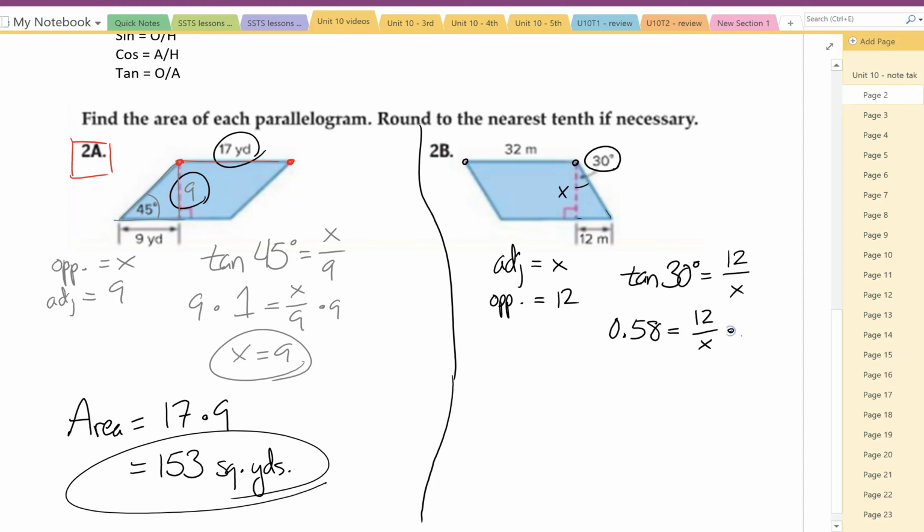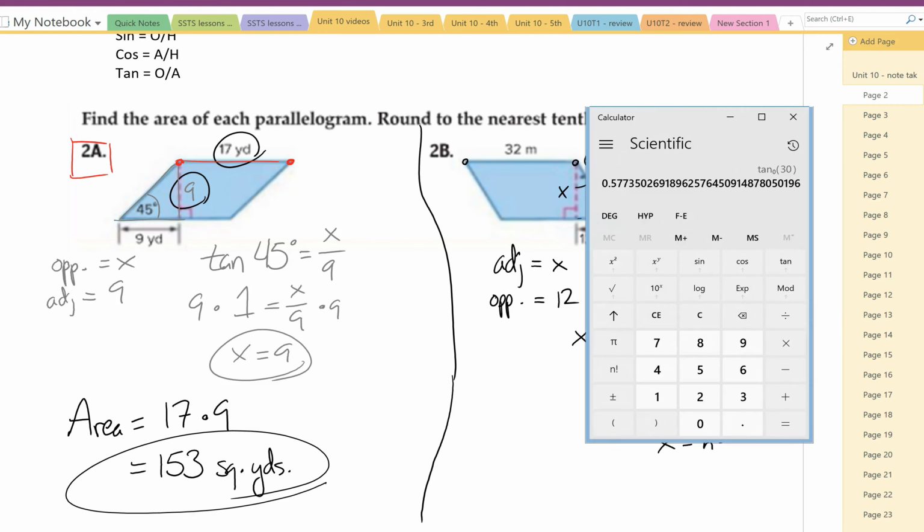I got to get rid of this fraction. When I want to get rid of a fraction, I multiply both sides by whatever the denominator is. So I would have 0.58x equals 12. Now I got to get rid of the 0.58, so I'm going to divide by that on both sides. So x, which is another word here for the height of my triangle, is just 12 divided by 0.58. So 12 divided by 0.58, which is, let's call it 20.69.